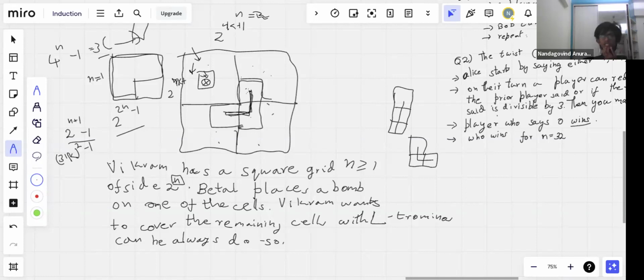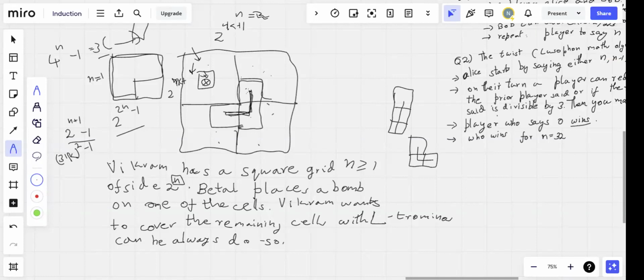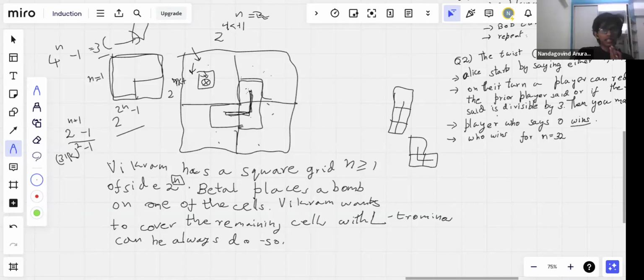Who has the doubt? I can clarify. Can you repeat the solution? Yeah, sure. Imagine that you're Beetle, and you've placed the bomb somewhere on the grid.